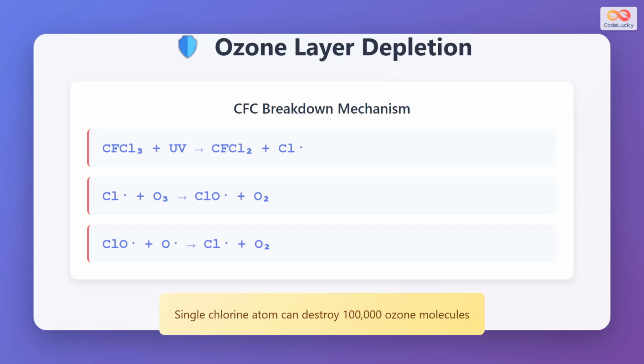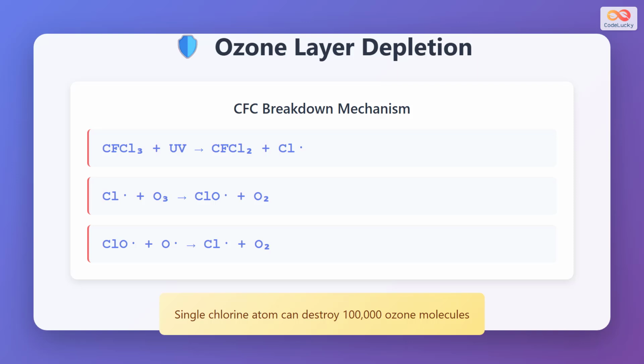The ozone layer in the stratosphere protects life on Earth by absorbing harmful ultraviolet radiation from the sun. However, chlorofluorocarbons damage this protective shield through a destructive chain reaction. First, when CFCl3 molecules reach the stratosphere, ultraviolet light breaks them apart, releasing chlorine radicals represented as Cl with a dot. This free chlorine radical then attacks ozone molecules.